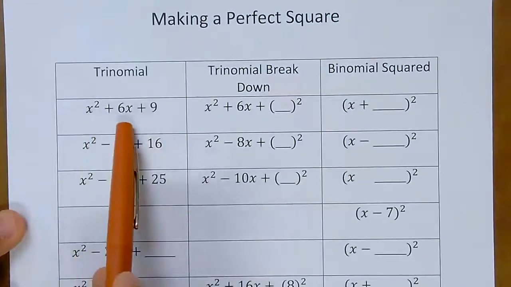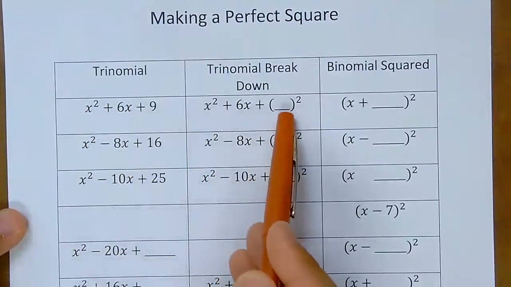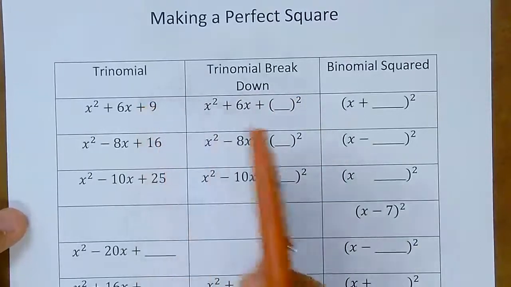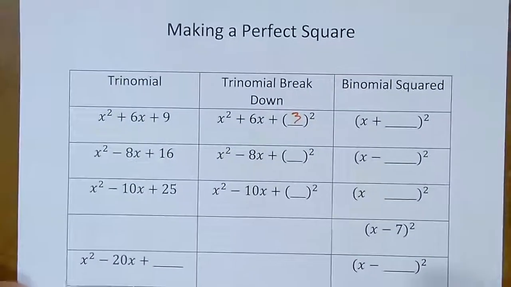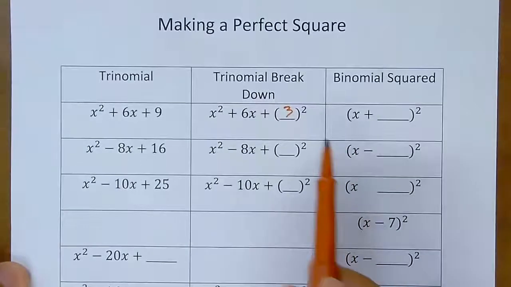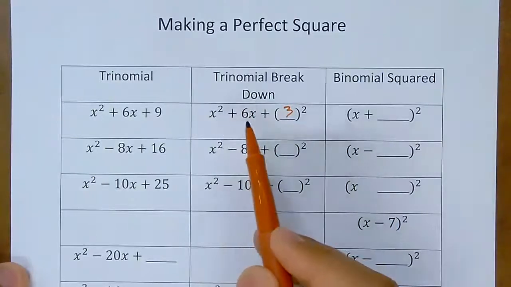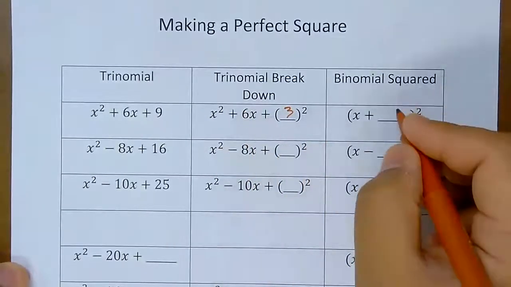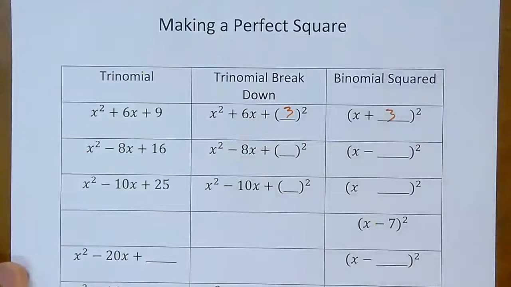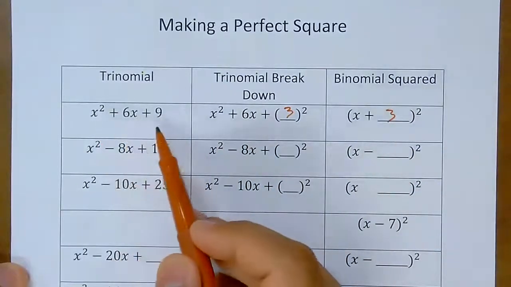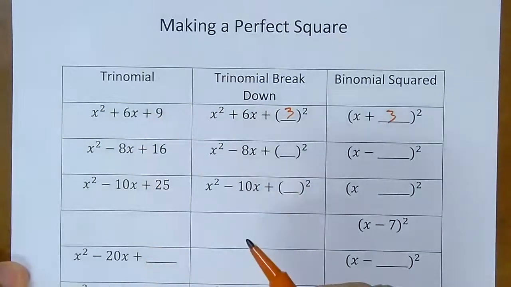Okay, so we have x squared plus 6x plus 9. We're going to break that down to x squared plus 6x plus whatever number squared would be equivalent to 9. So we all know that 3 squared is equivalent to 9. What's nifty about this is that this blank and this blank are going to be the same. x squared plus 6x plus 3 squared is the same as x plus 3 squared. And the reason this works is because x squared plus 6x plus 9, if we were to factor this, would be x plus 3 times x plus 3.